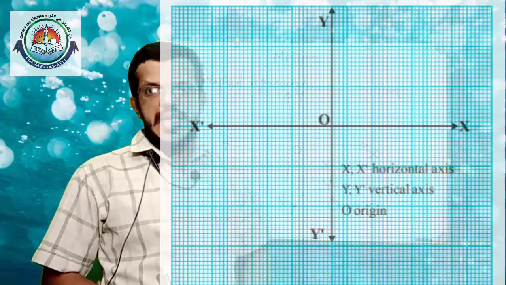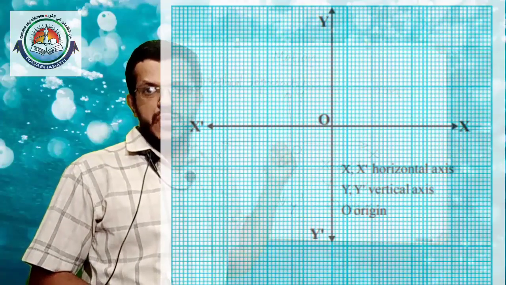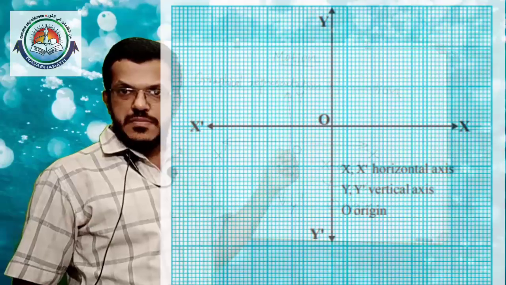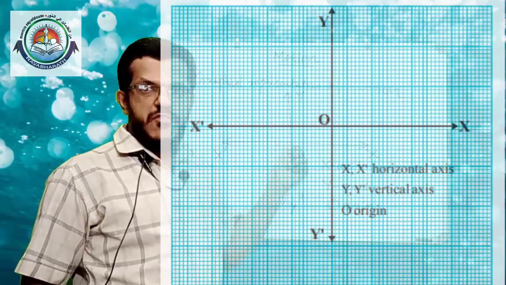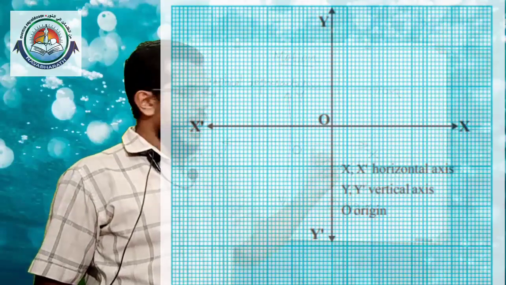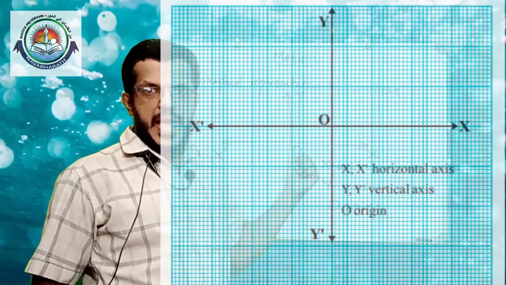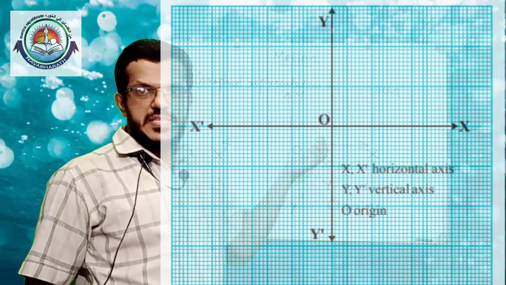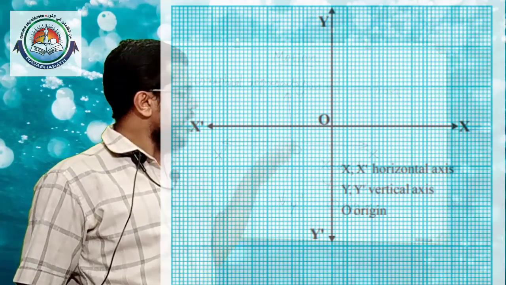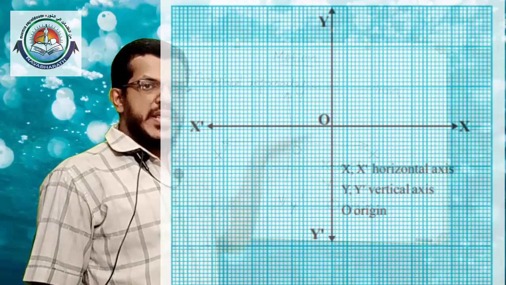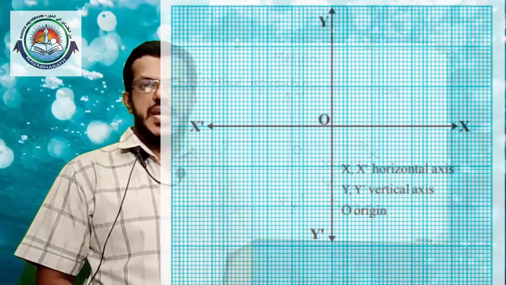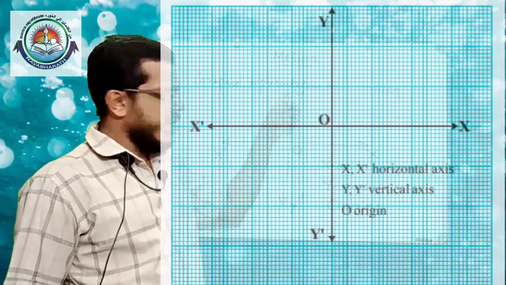The axis towards the right from the origin is taken as positive for the x-axis, and to the left of the origin is taken as a negative value. Similarly, for the y-axis, the upward direction we take as positive value, and the downward direction we take as negative value.